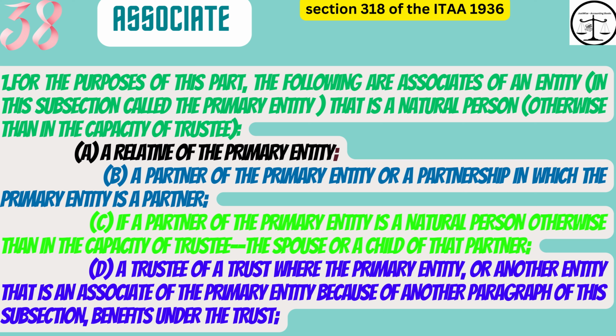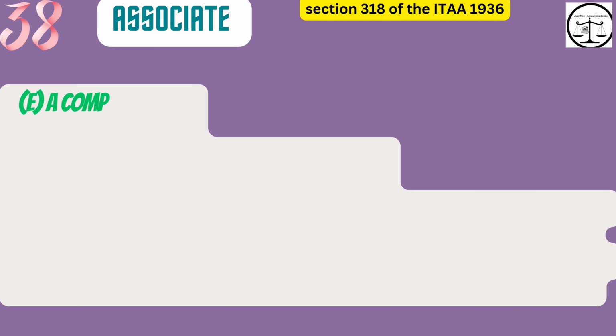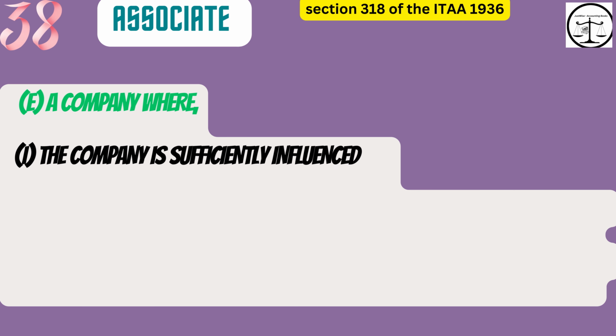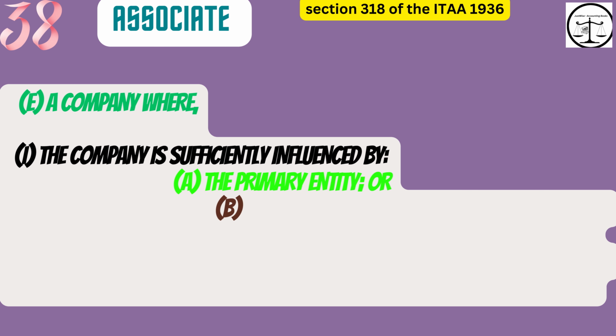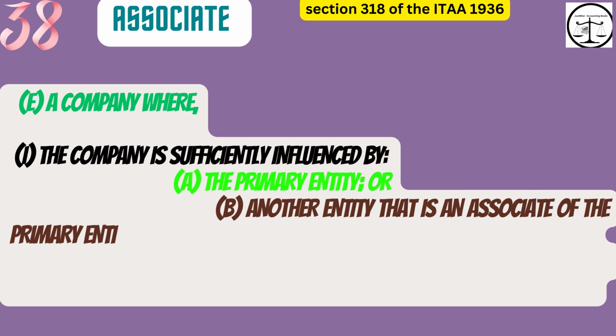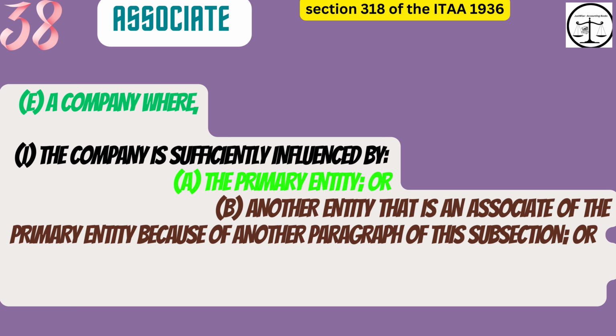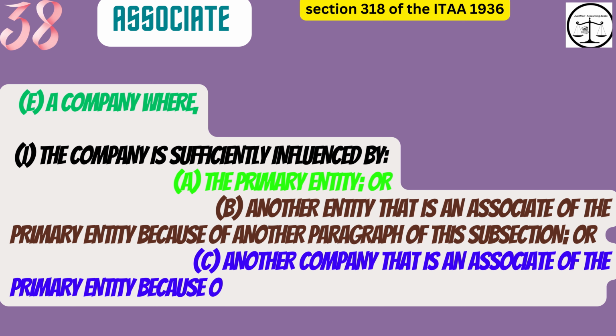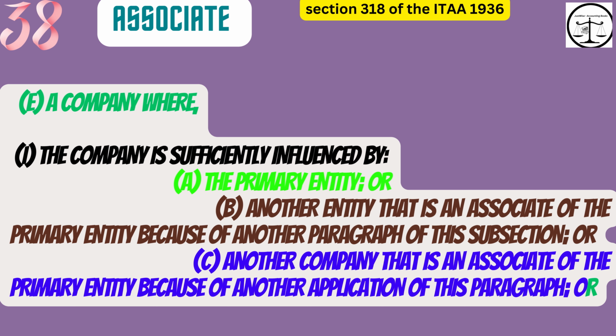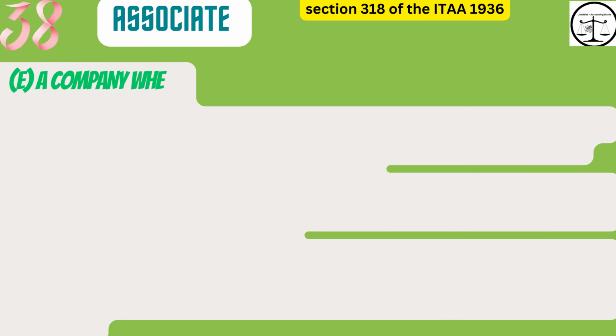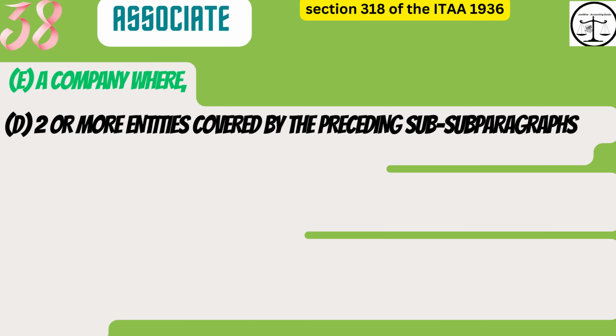D. A trustee of a trust where the primary entity, or another entity that is an associate of the primary entity because of another paragraph of this subsection, benefits under the trust. E. A company where 1. The company is sufficiently influenced by A. The primary entity, or B. Another entity that is an associate of the primary entity because of another paragraph of this subsection, or C. Another company that is an associate of the primary entity because of another application of this paragraph, or D. Two or more entities covered by the preceding sub-paragraphs.